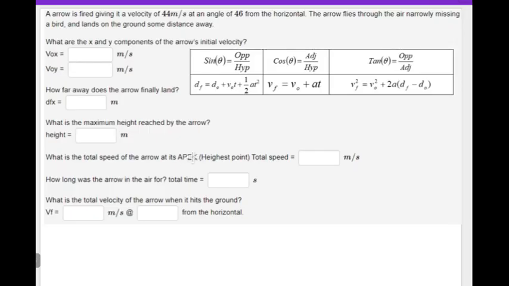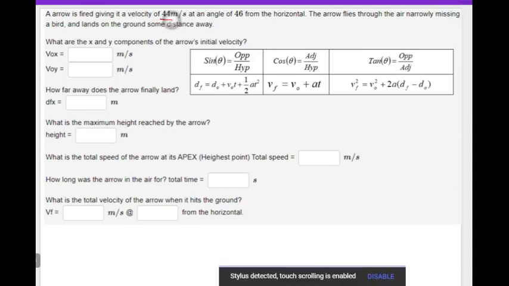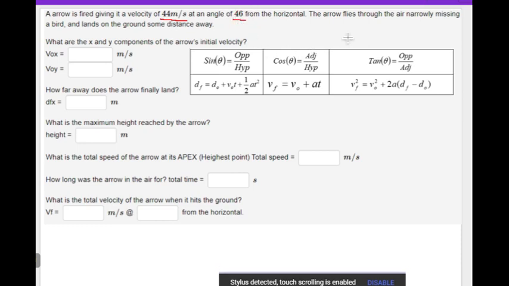Alrighty, guys, let's go ahead and take a look at this question. It says, an arrow is fired, giving it a velocity of 44 meters per second at an angle of 46 degrees from the horizontal. The arrow flies through the air, narrowly missing a bird, and lands on the ground some distance away. So here is my arrow. It's going to fly through the air, and then it's going to land back at the ground.